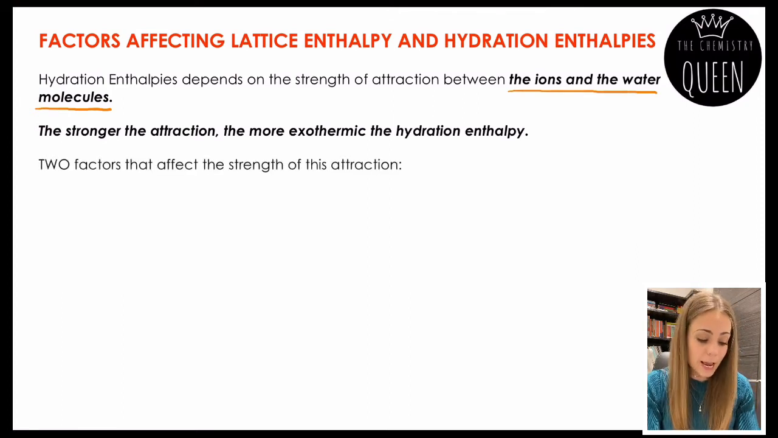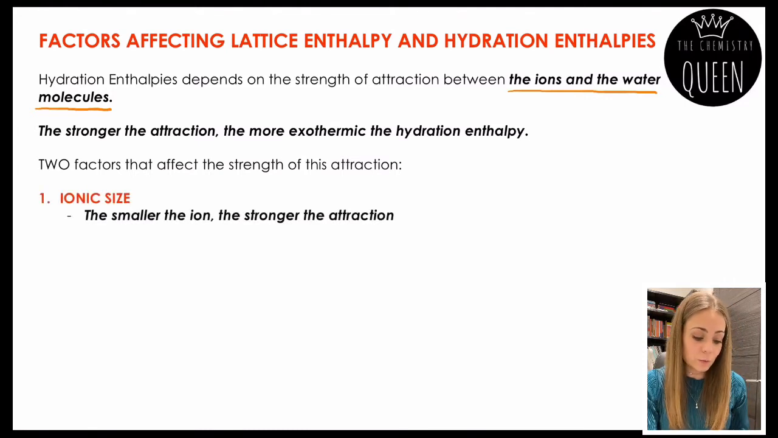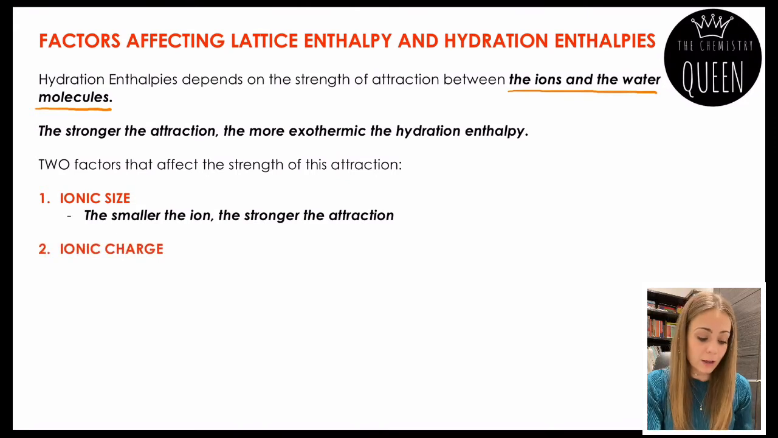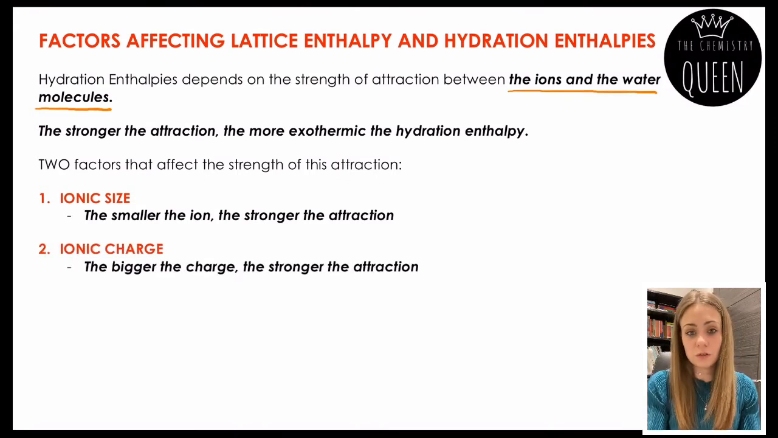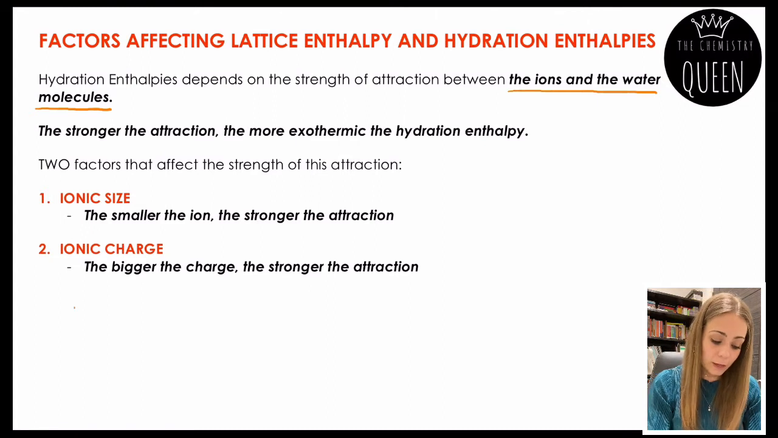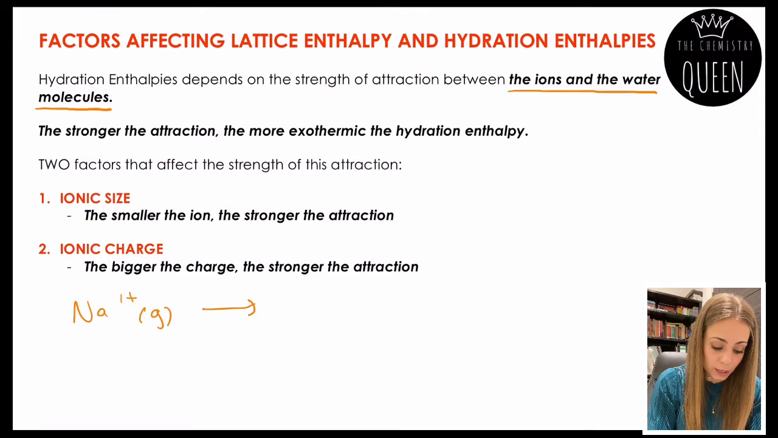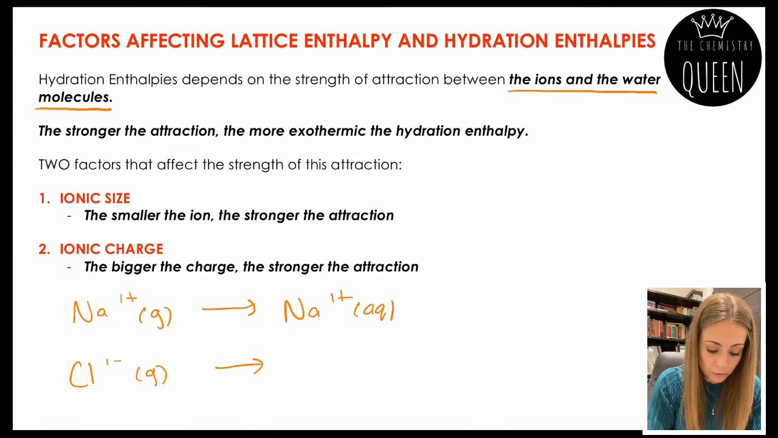And it's the same two factors that affect the strength of ionic bonding that affect the strength of the attraction between the ions and the water molecules. So we've got ionic size. The smaller the ion, the stronger the attraction will be. And ionic charge, the bigger the charge, the stronger the attraction will be. I'm going to use sodium and chlorine as an example. So the equation to represent the hydration of sodium ions is this one here. And the equation to represent the hydration of chloride ions is this one here.